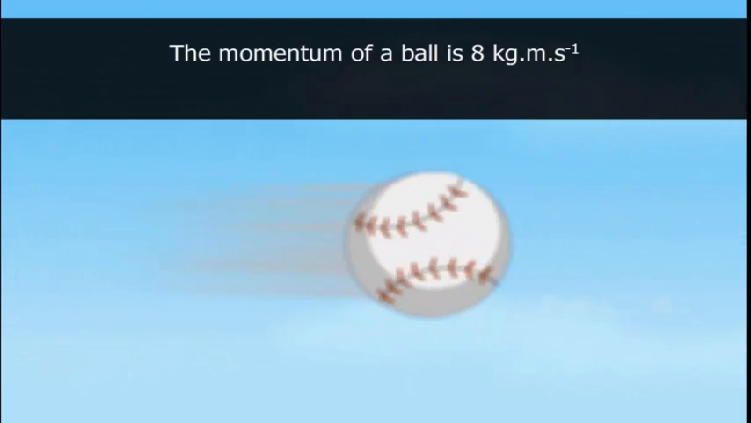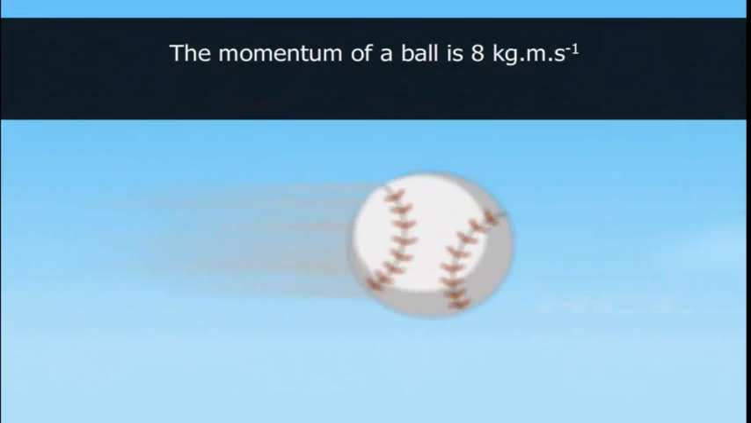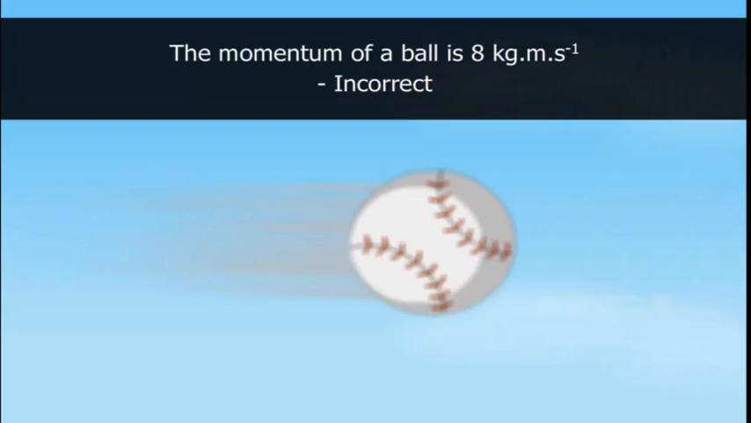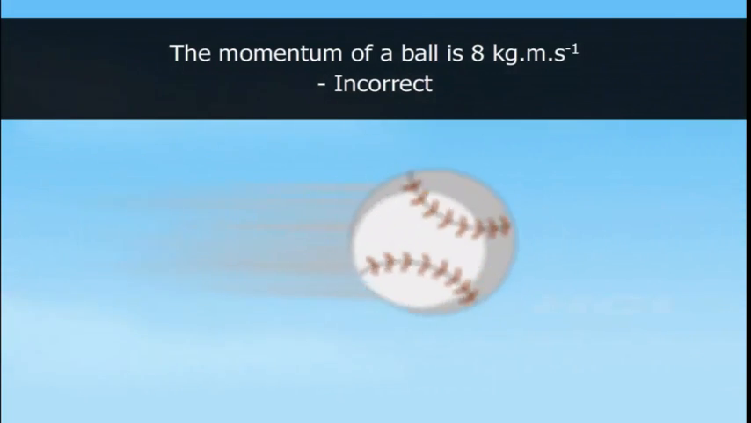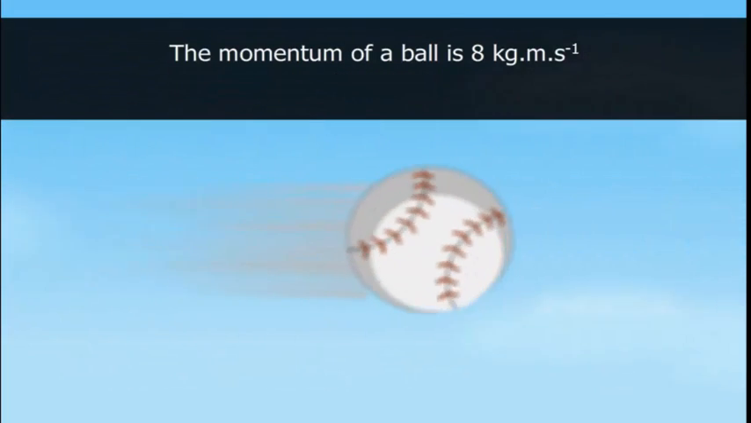The momentum of a ball is 8 kilogram meter per second. Have we expressed the momentum correctly? No. Momentum is a vector quantity. It has the same direction as the velocity of the ball. Therefore, we should mention direction as well.